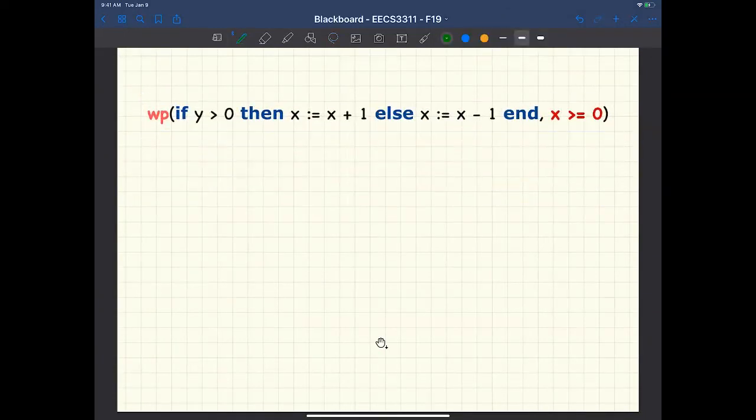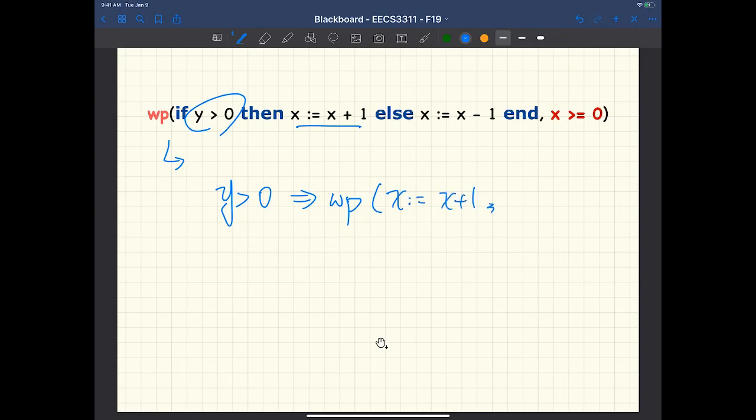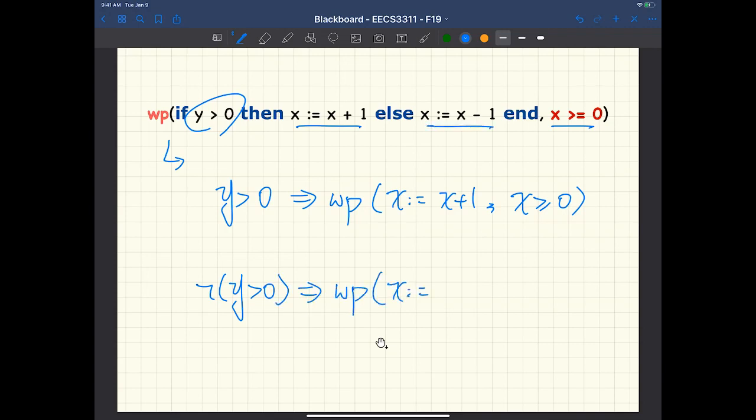Finally, the correct rule to use is like this. It's going to be: when y larger than 0 is true, implies the WP for the first branch, x is assigned to x plus 1 to establish x larger than or equal to 0. Okay, the second one, when it is not the case, y larger than 0 implies WP for decrements, x is assigned to x minus 1, and then the same postcondition. And this time I'm going to use conjunction. That's the correct way. Okay?